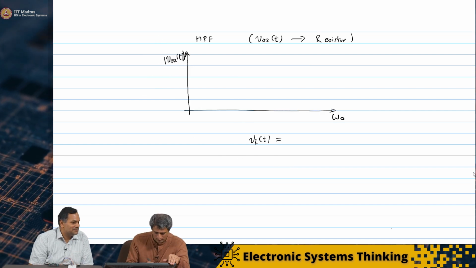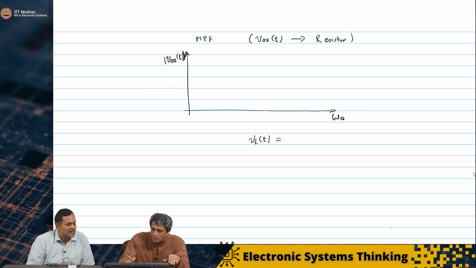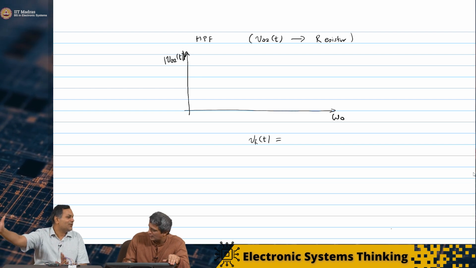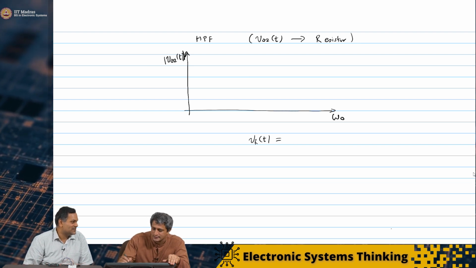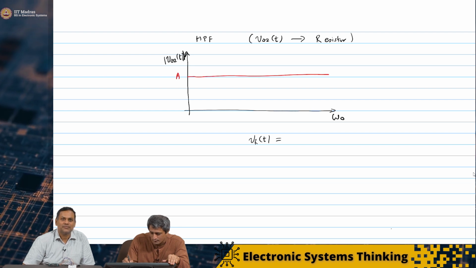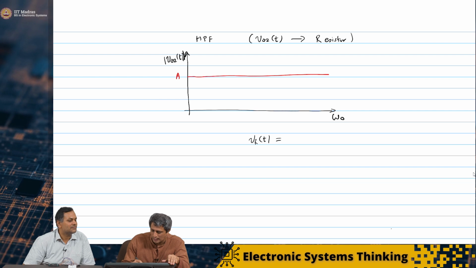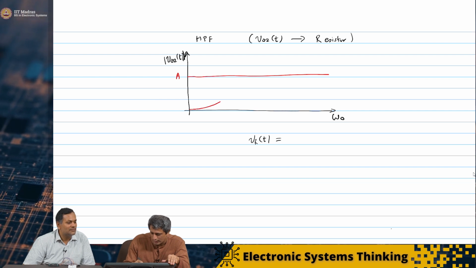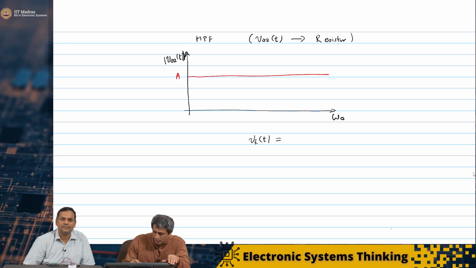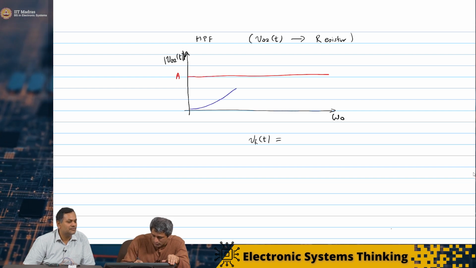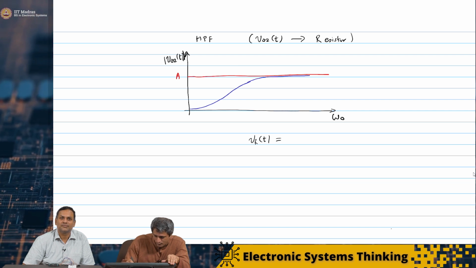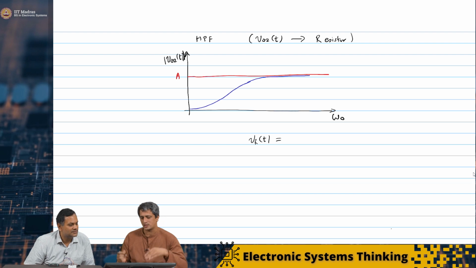So effectively, I will get something that is very small for low frequencies and very close to A for high frequencies. I will do the same thing here. This is my A, and again, all this is asymptotic. Maybe I should draw it in a different color. This is my V out, something like this.